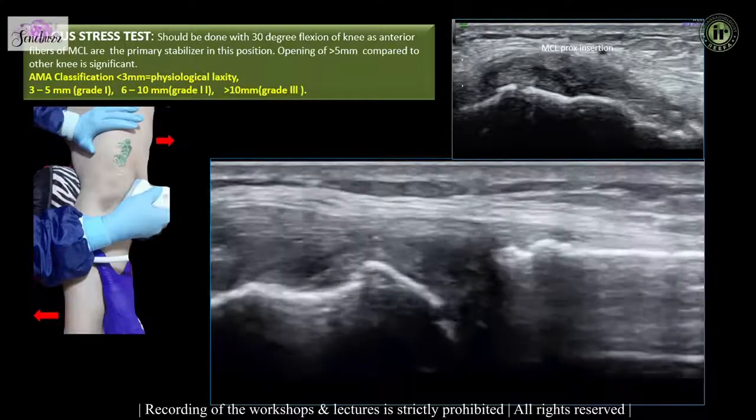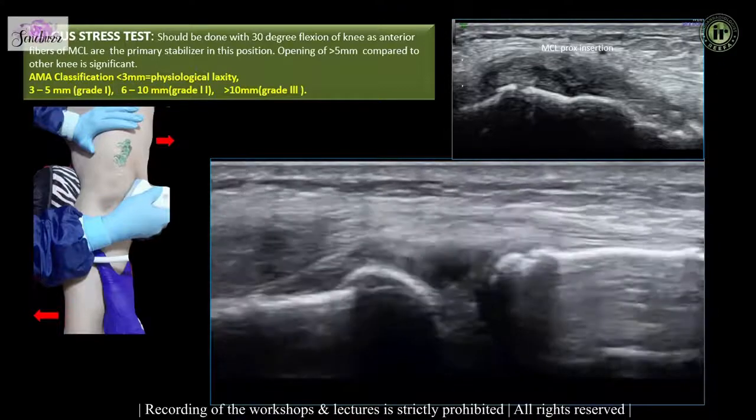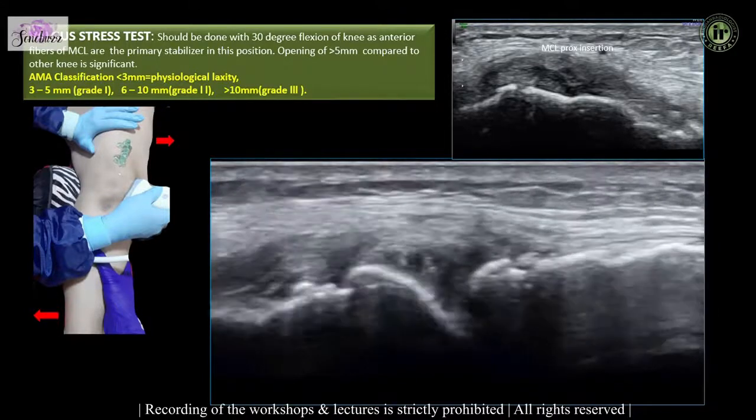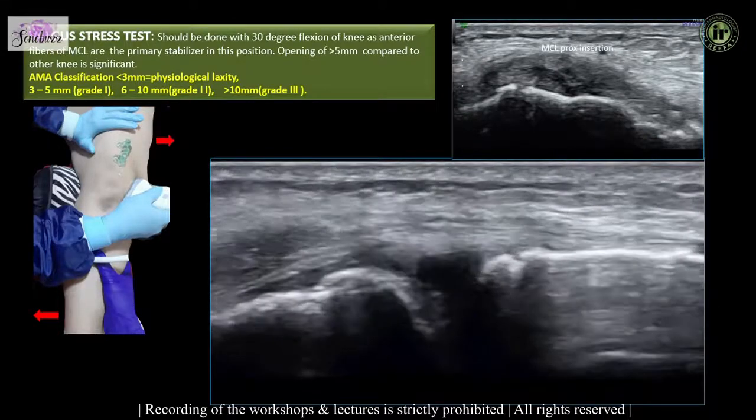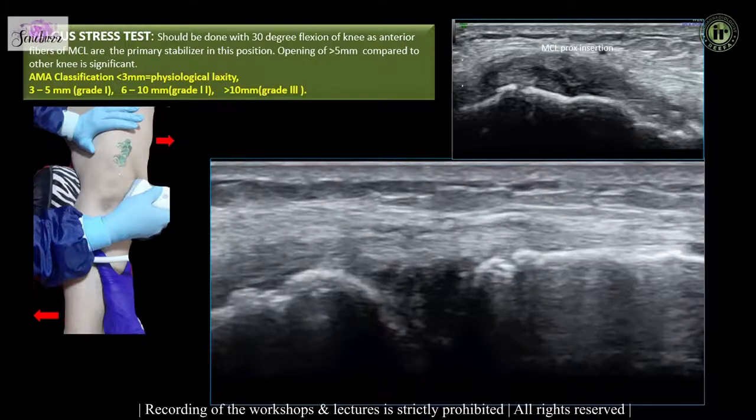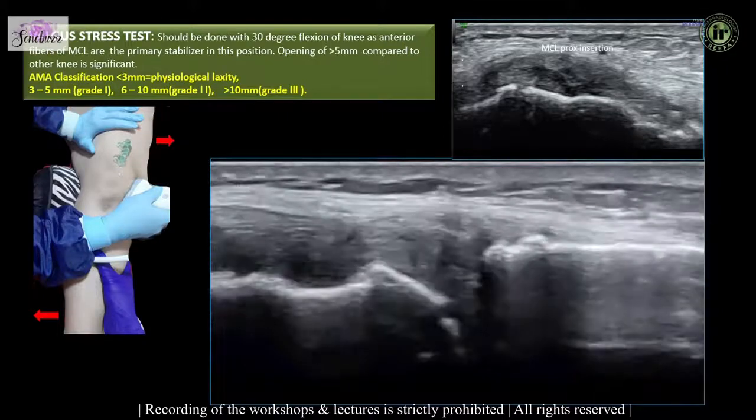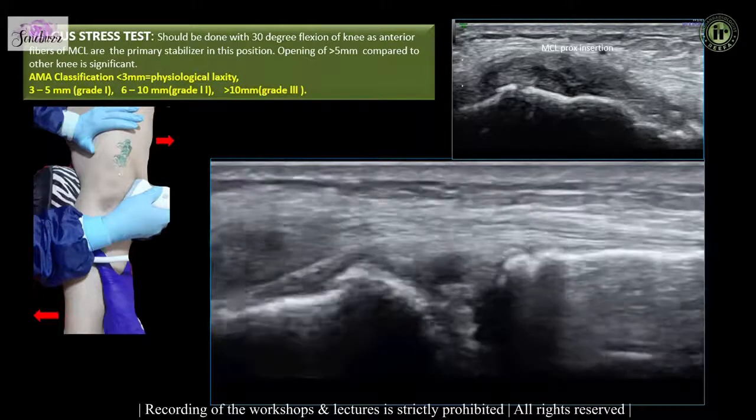We can perform a valgus stress test to see the intactness of the MCL. The knee should be bent at 30 degrees and the valgus stress is applied. And if there is opening more than 5 millimeters compared to the other knee, then it's significant.